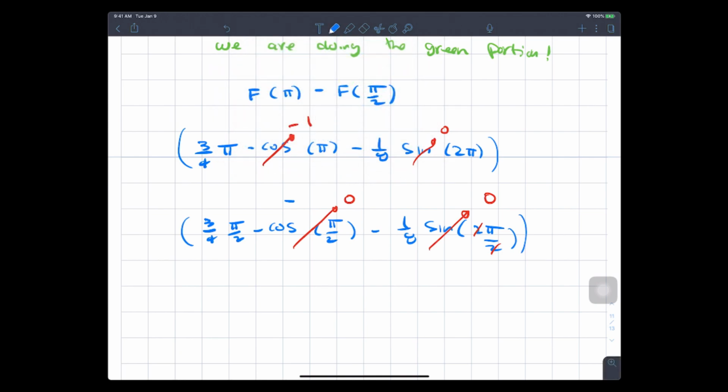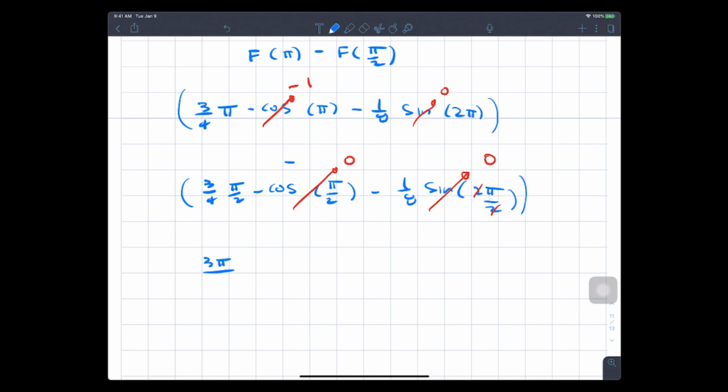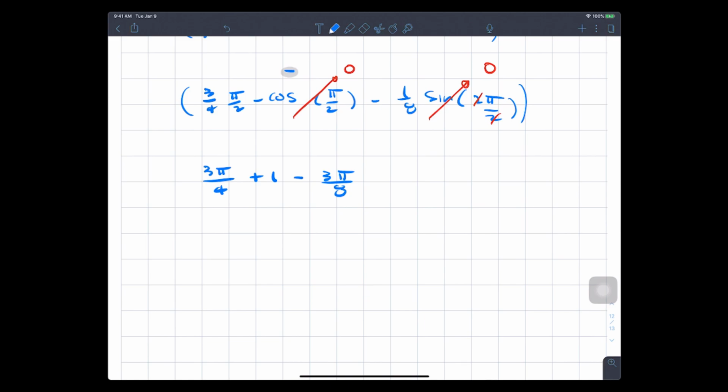It looks like the answer is going to be 3 pi over 4, minus a minus makes that +1. And then that's going to be minus 3 pi over 8 here. Minus a minus makes it a plus, and then that's minus 3 pi over 8. Okay. So I'm going to need to subtract here, so I need the same denominator. 6 pi over 8 plus 1 minus that 3 pi over 8. So our area looks like it's going to be 6 pi minus 3 pi, that looks like 3 pi over 8, and then that's +1.